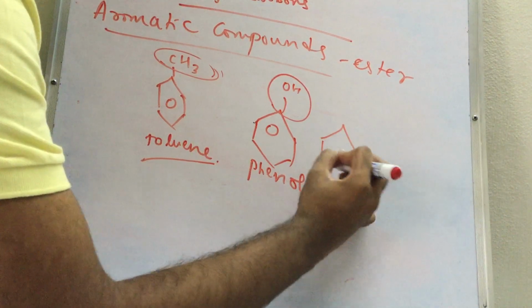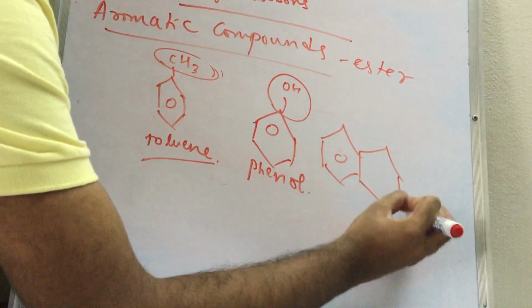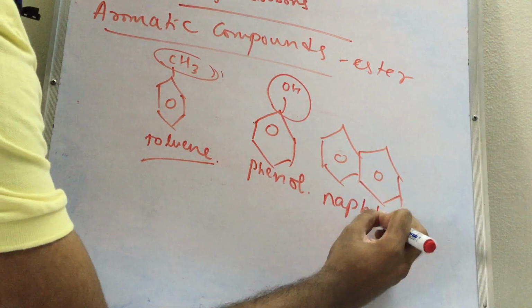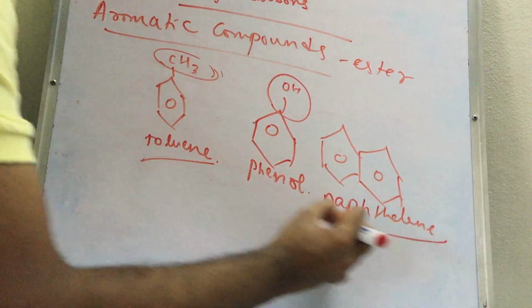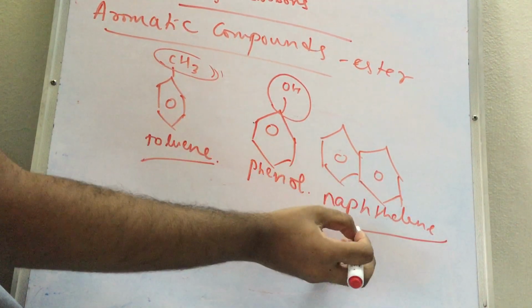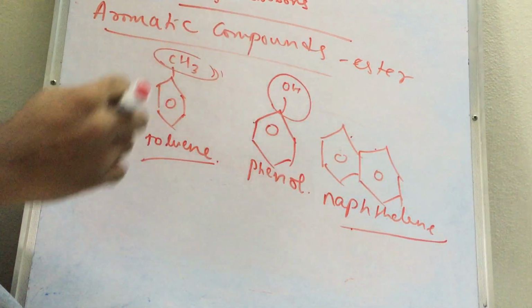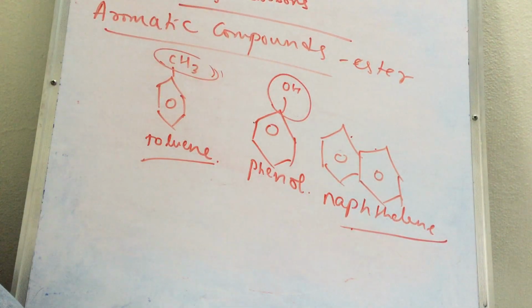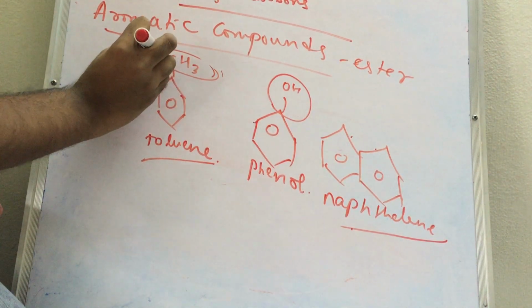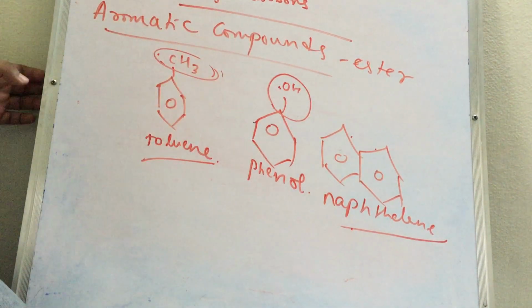And if there are two benzene rings joined in this manner, this is known as naphthalene. I'm sure you must have heard of naphthalene balls, which we use to make sure that cockroaches and other pests are not there in your cupboard. That is nothing but naphthalene, which is two benzene rings together. These are the basic aromatic compounds. In the subsequent videos you will know what CH3 is, what OH is.